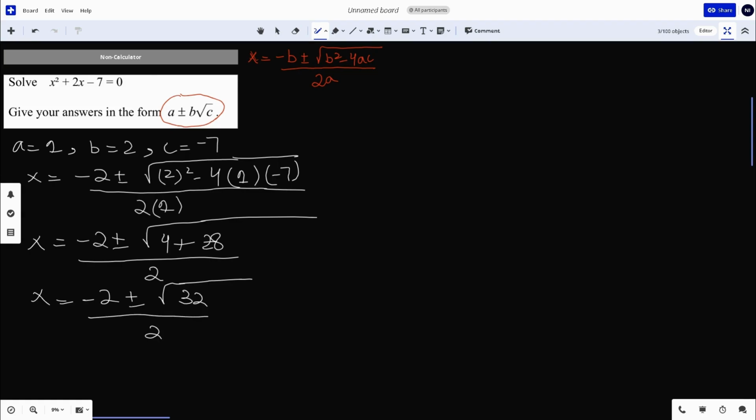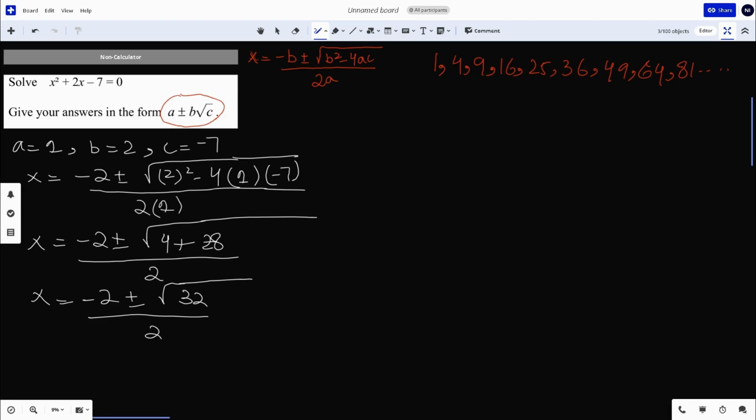Now for more simplification. First of all, we have to see: is 32 a perfect square? No, 32 is not a perfect square. I'm writing the perfect squares here so it will be clearer for you. Starting from 1, then 4 is a perfect square, then 9, then 16, 25, 36, 49. After 49 we have 64, and then 81 and so on. 32 is not a perfect square.